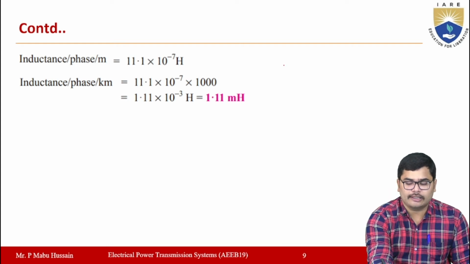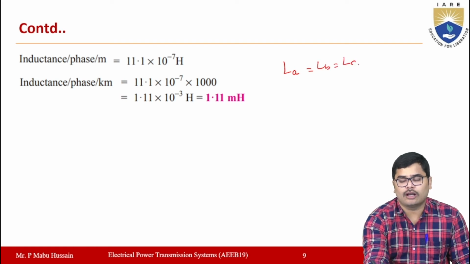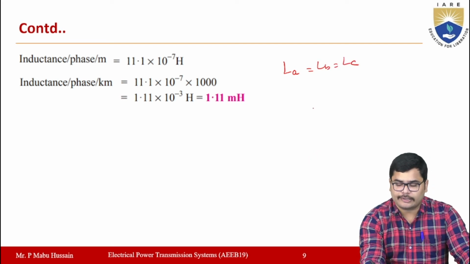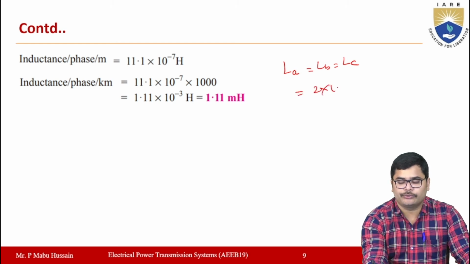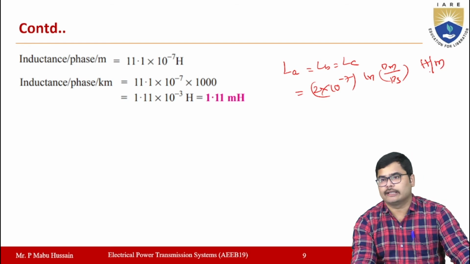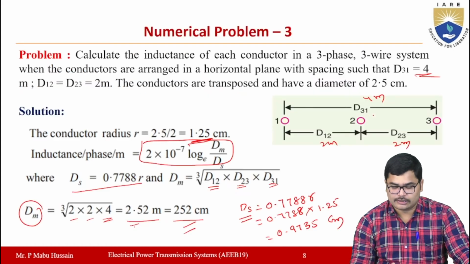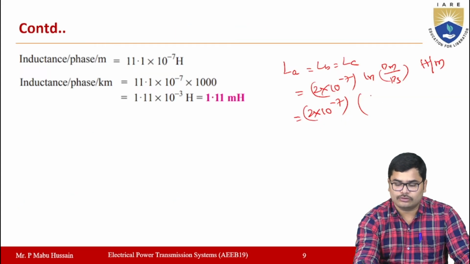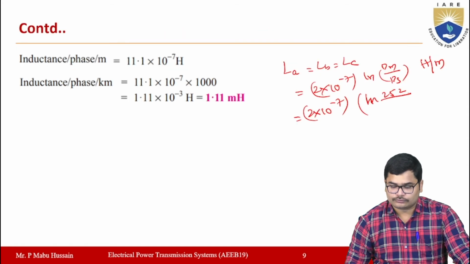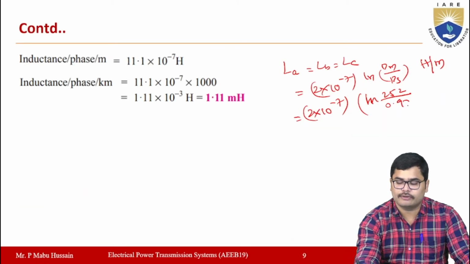Here I will calculate the value of inductance per phase, any phase A or B or C. All values will be the same because the conductors are transposed here. So this will be equal to 2 into 10 power minus 7 ln Dm by Ds, and the value is in henries for 1 meter length only. So 2 into 10 power minus 7, and the value of Dm here is 252, so ln 252 by Ds, which is 0.9735. So you substitute 0.9735 here.